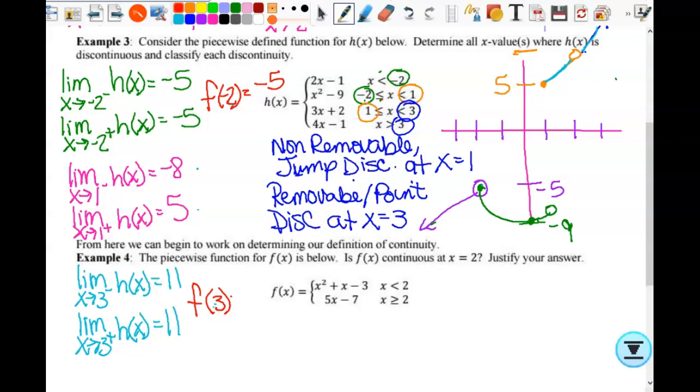Undefined. You can put undefined or D and E, either one, but either way, you wouldn't put an equal sign, okay? Yes.